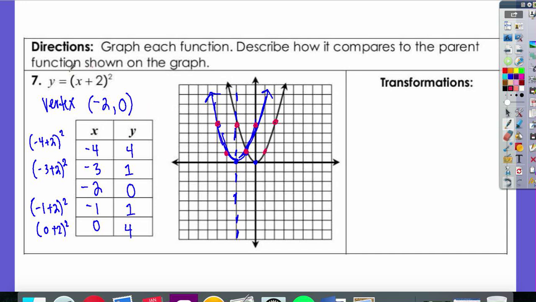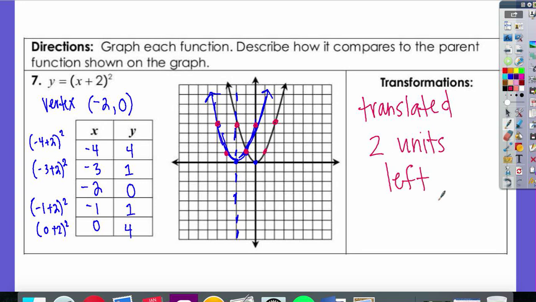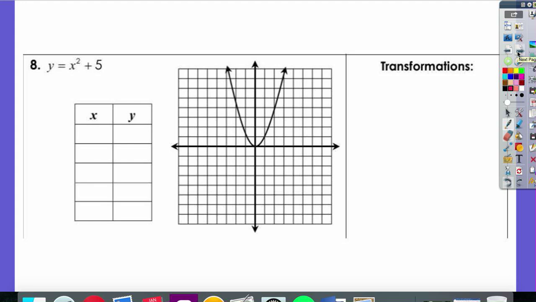Again, we knew that from looking at the vertex form of the equation, pulling out the new vertex, and remembering that it originally starts at (0, 0). So for the actual description of the transformation: the parent function translated, which means to slide, 2 units left. Sometimes they'll call that a horizontal shift because it is moving on the horizontal axis, 2 to the left.